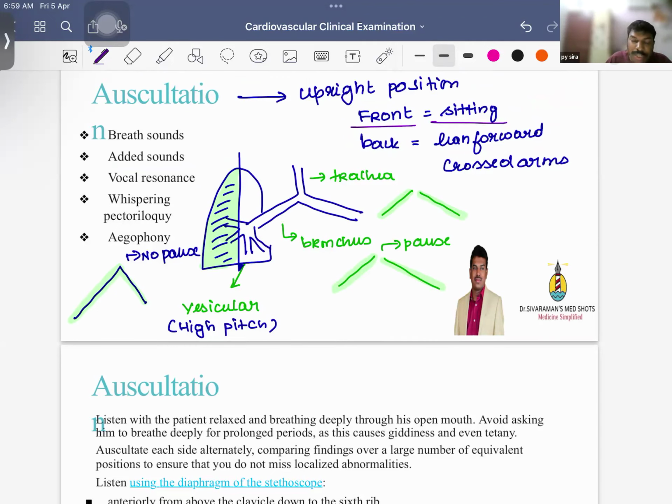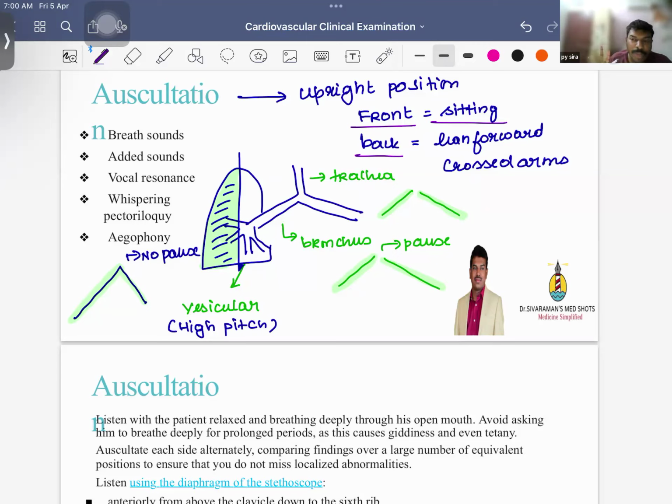When you do the back, you can tell the patient to lean a little forward. Whenever you percuss, you do it in different maneuvers. But when it comes to auscultation, when the patient is in front, you auscultate as is. When going to the back side, the patient has to lean forward.